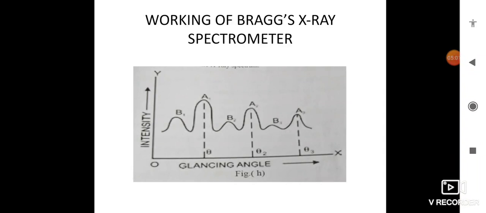Here you can define that the frequency of a spectral line in the X-ray spectrum varies as the square of the atomic number of the element. That means nu is directly proportional to the square of the atomic number.